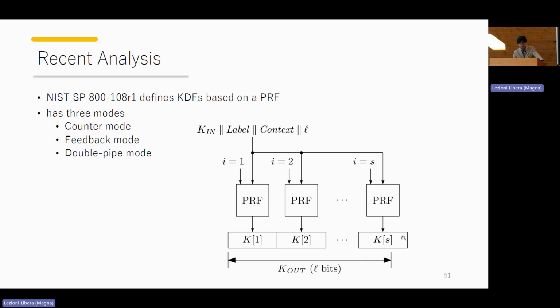This NIST standard document defines key derivation functions based on the pseudorandom function. There are 3 modes: counter mode, feedback mode, and double pipeline mode, and this one shows counter mode. Here is the input that goes to all the PRF calls. There is a counter, which is incremented each time we call the PRF, and we concatenate the results to obtain K out of L bits.